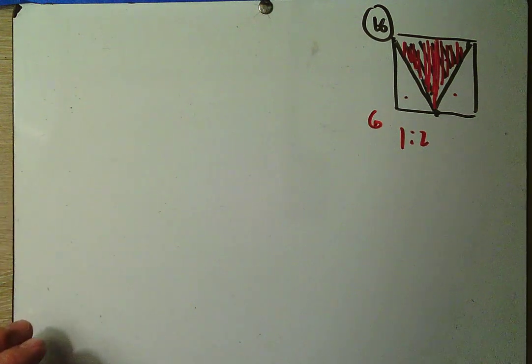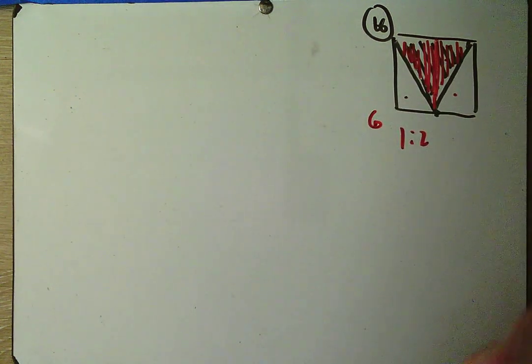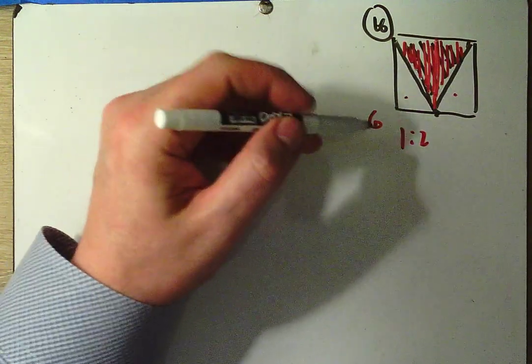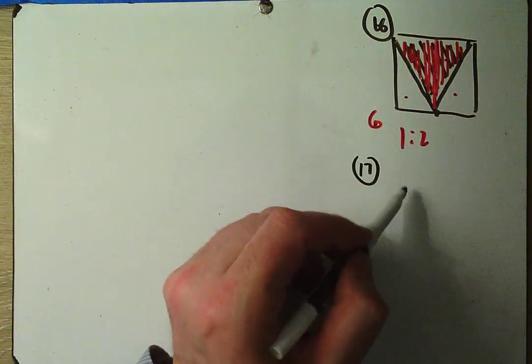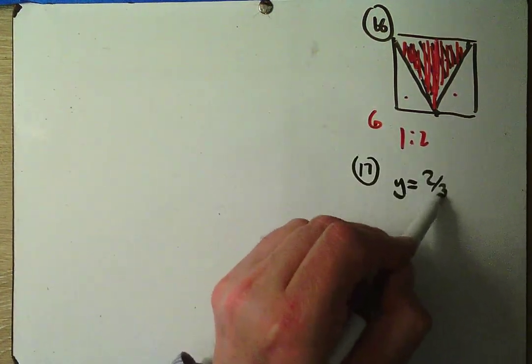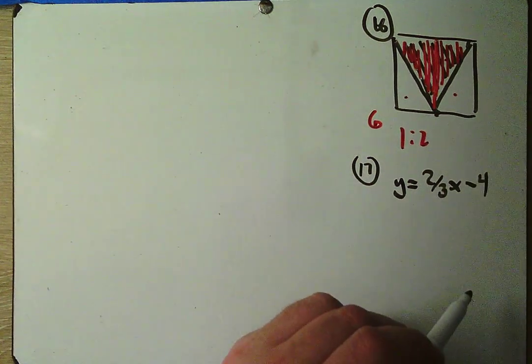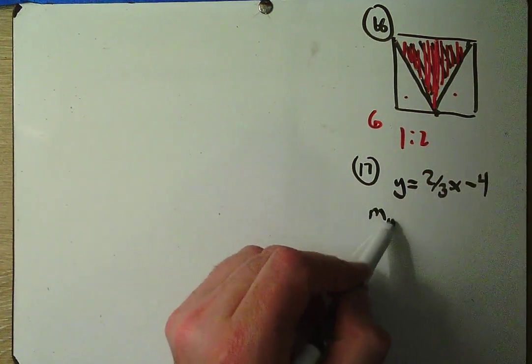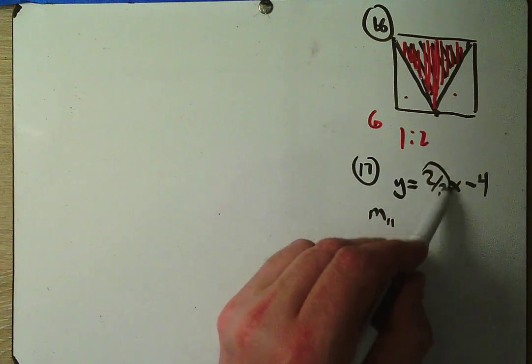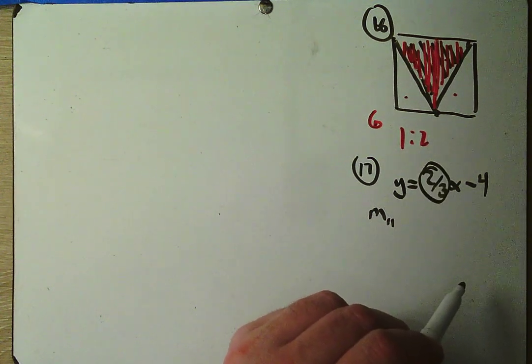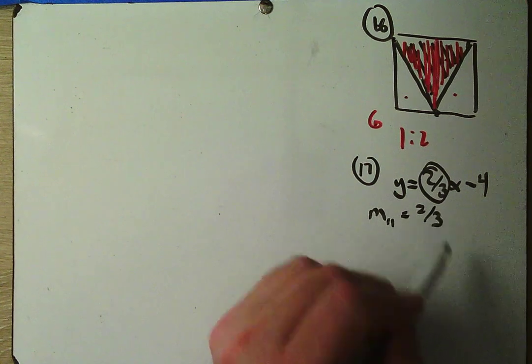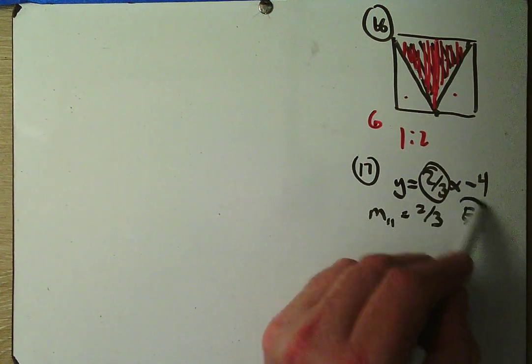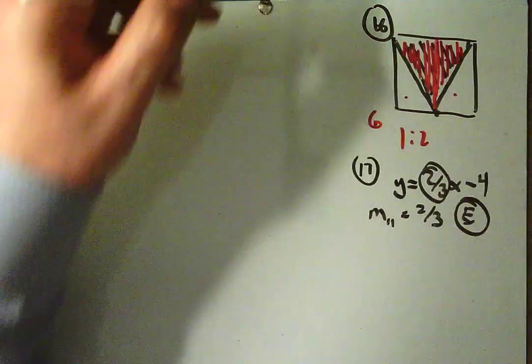I wouldn't do it algebraically, but you could, and I did the first time I did the problem. All right, number 17. 17 says, which of the following is the slope of the line parallel to y equals 2/3 x minus 4? Well, we know the slopes of parallel lines are the same. And the slope of this line, because it's in y equals mx plus b form, is 2/3, so the slope of any parallel line would be 2/3. So our answer is E.